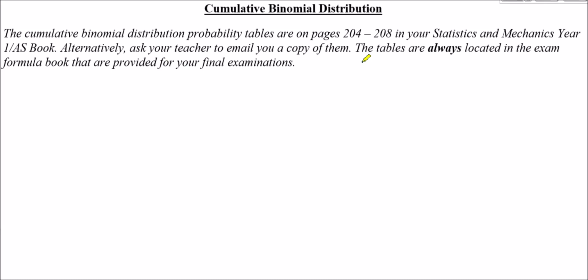So you're always given formulae. Not all formulae, but they're quite generous in terms of what you get. And included at the back of the formula booklet are the tables for working out cumulative binomial probabilities. So I'm going to show you what these look like.